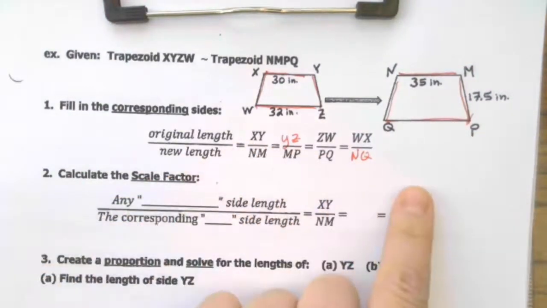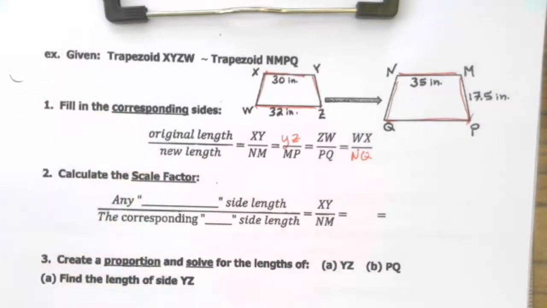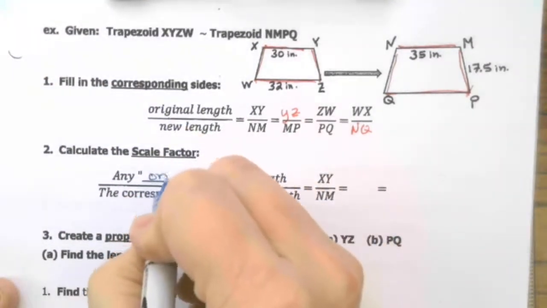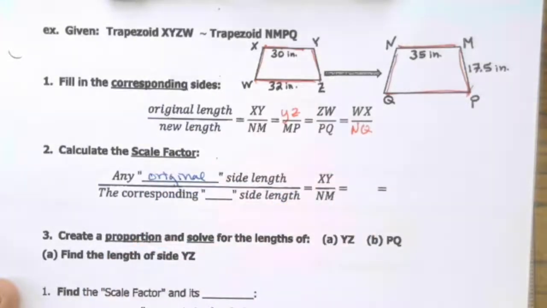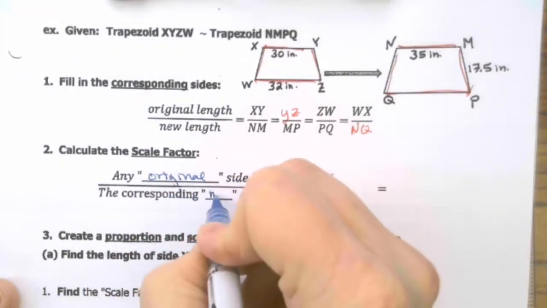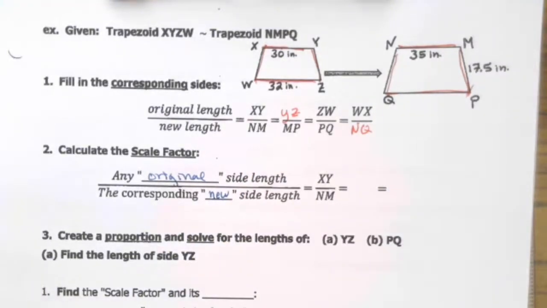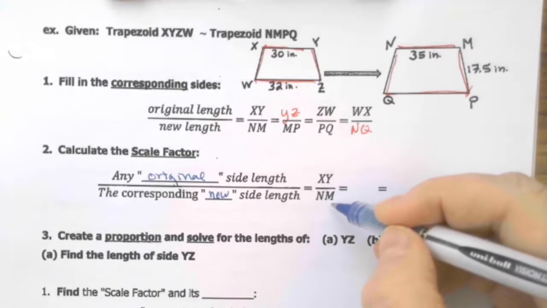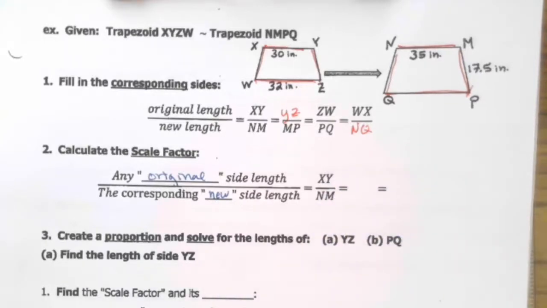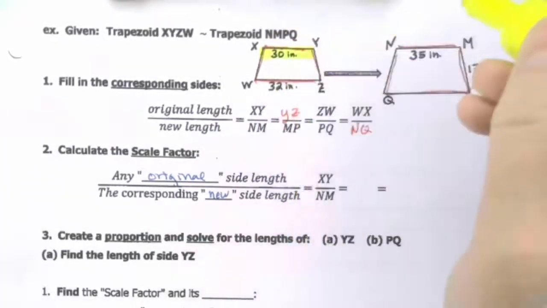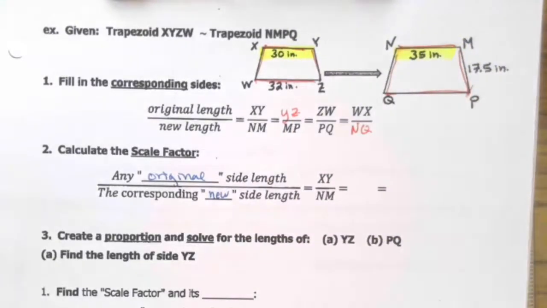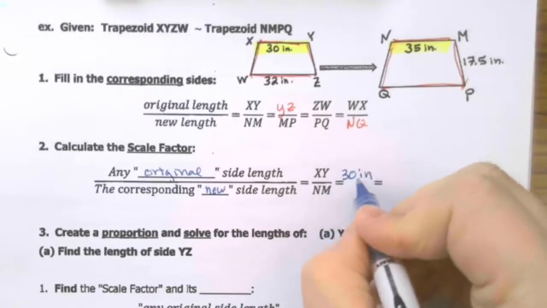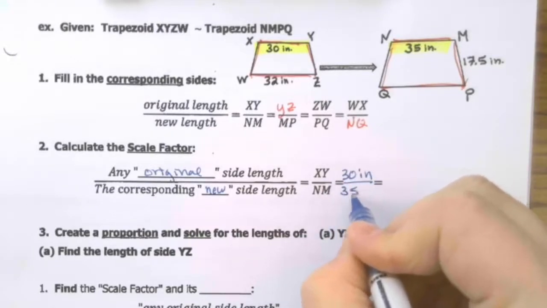So all four of these ratios of original over new will give you the scale factor. Again, any original side length over the corresponding or new side length will work. So let's use XY over NM because we have numbers for those. I have XY here is 30 inches and NM is 35 inches.